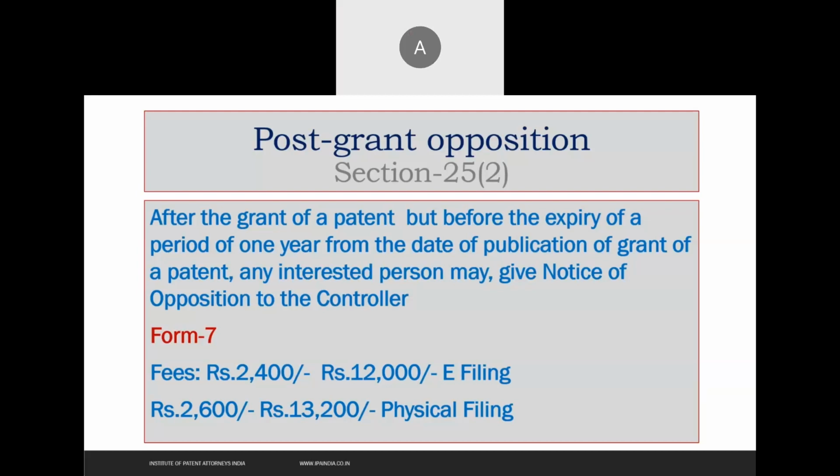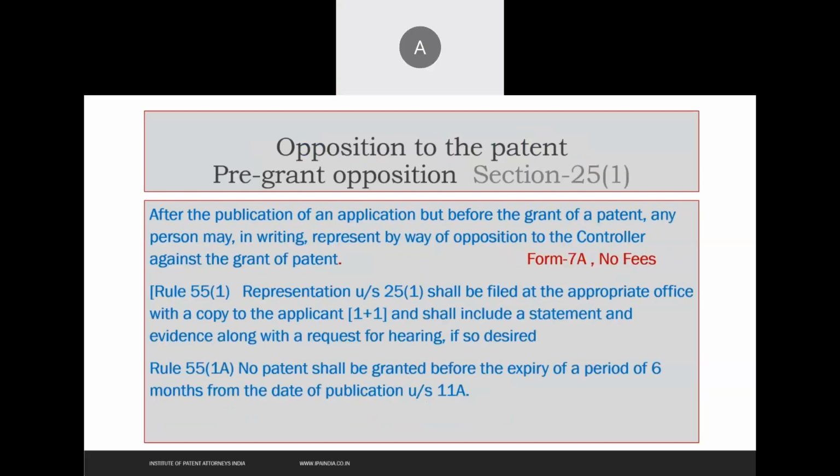Is that clear? Sir, the controller has to take cognizance of both, right? Even if it's a pre-grant opposition or a post-grant opposition, the controller has to take cognizance of both. Then why is one stronger than the other? Because the procedure is entirely different.